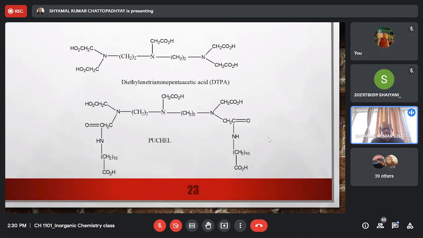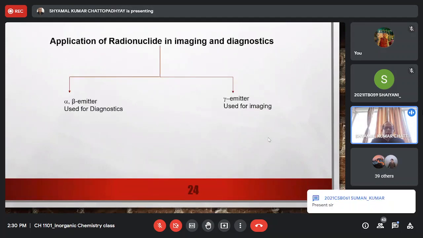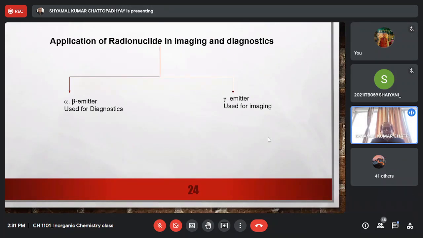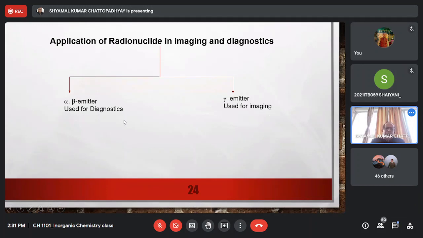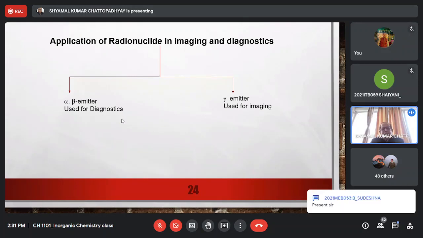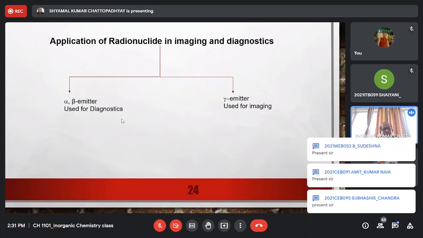Okay. So I move on to the next part, which is application of radionuclide, that means radioactive nuclei, in imaging and diagnostic. So radionuclide can be used for medicinal purposes, and there may be two kinds of uses. Some radionuclei are used for imaging purposes, and some radionuclei are used for diagnostic purposes, meaning killing of the cancer cells, etc. So, first question is, which type of radioactive nuclei are suitable for which type of purposes?